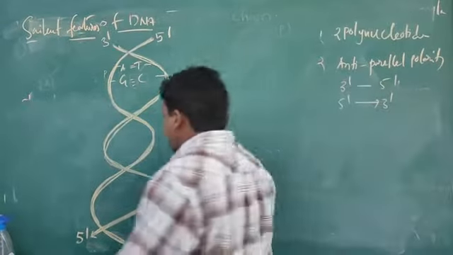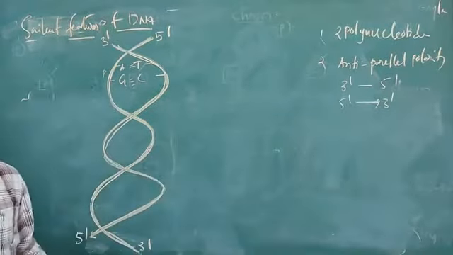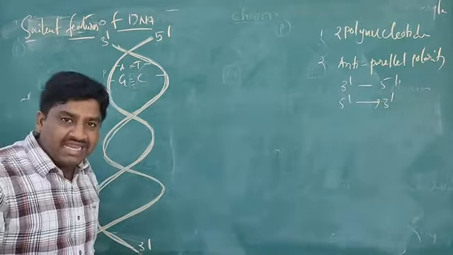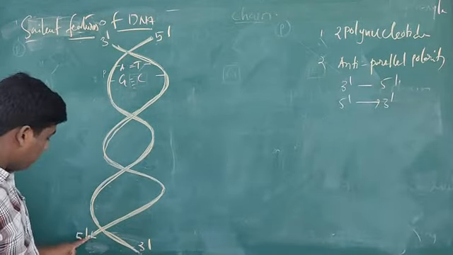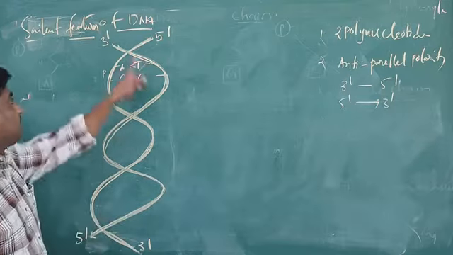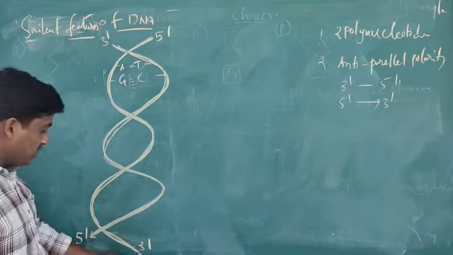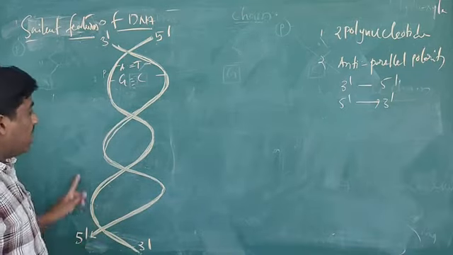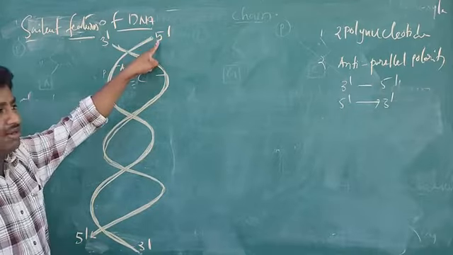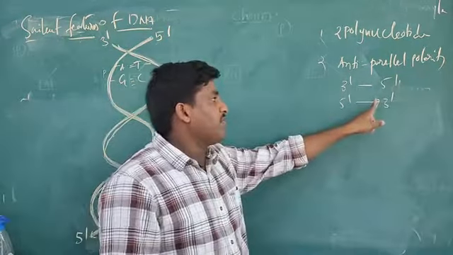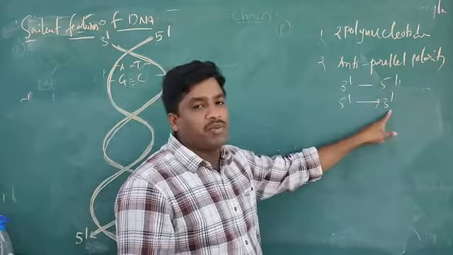Okay, so this is the direction. The DNA structure will show an anti-parallel polarity. So one strand starts from the 5' end and ends with the 3' end, and the opposite strand starts from the 3' end and ends with the 5' end. That's how we call it: one strand is 3' to 5', and the other strand is 5' to 3'.